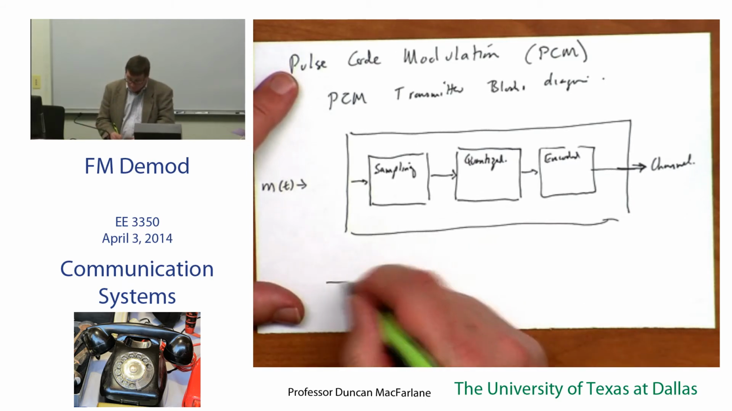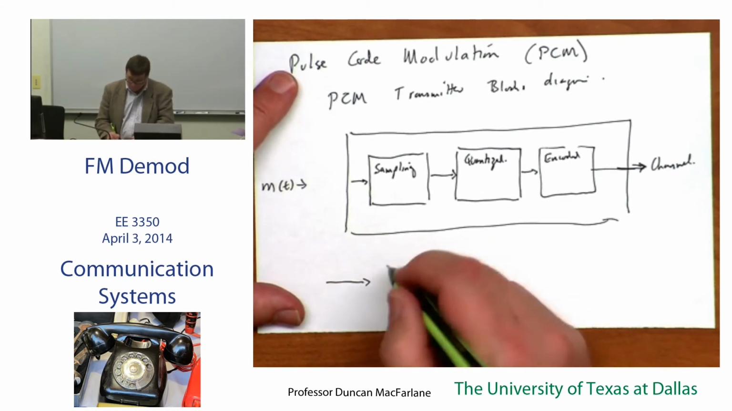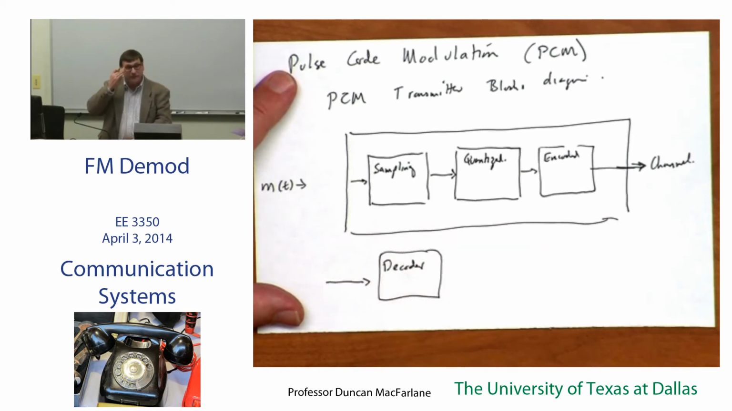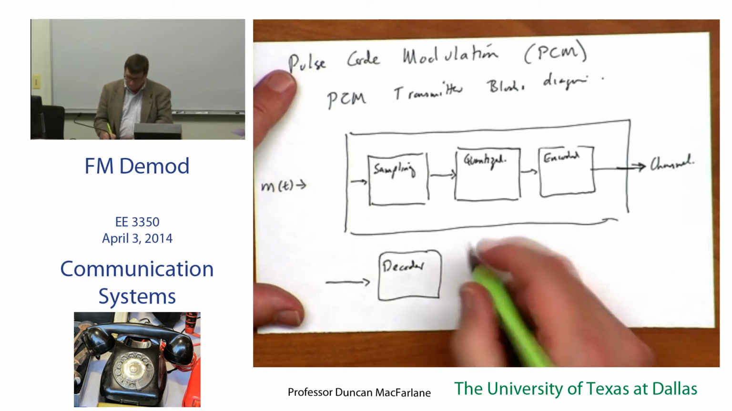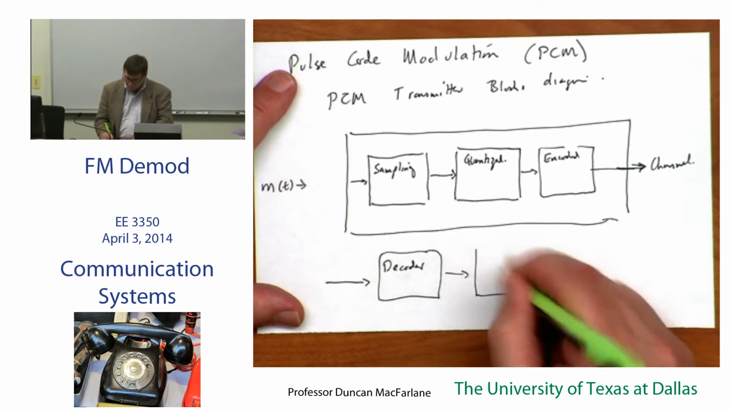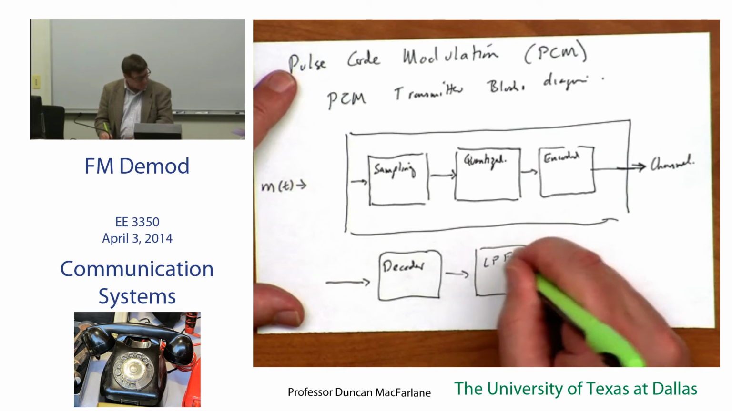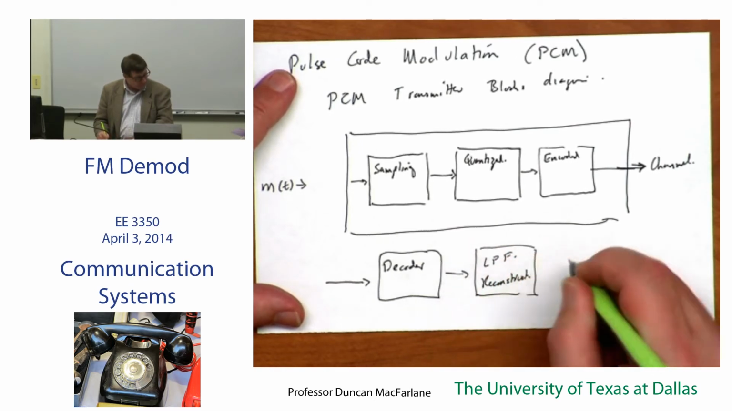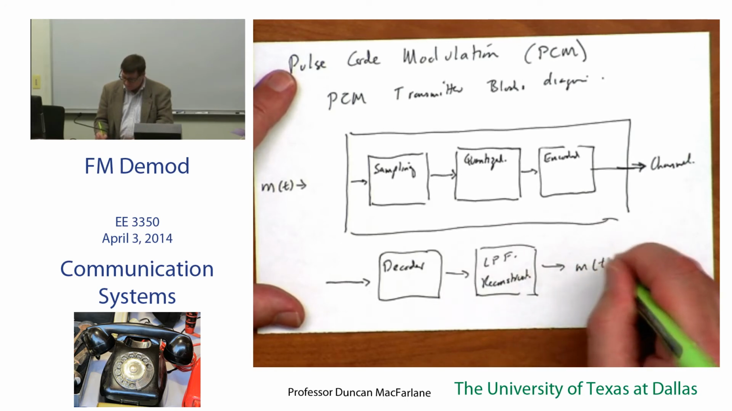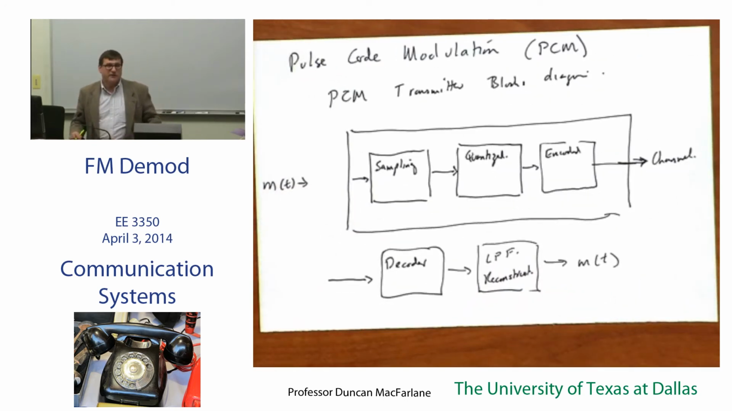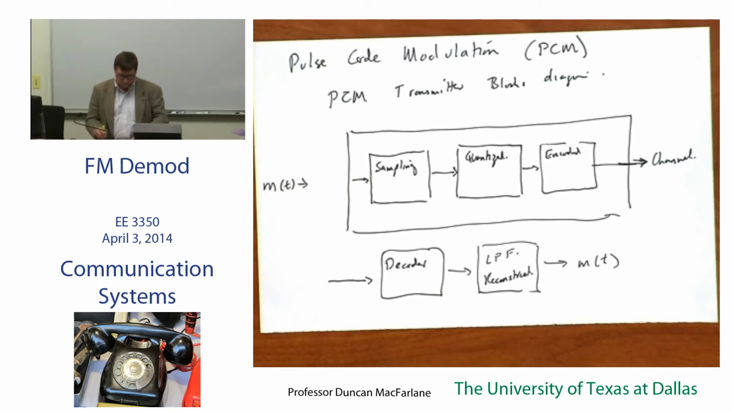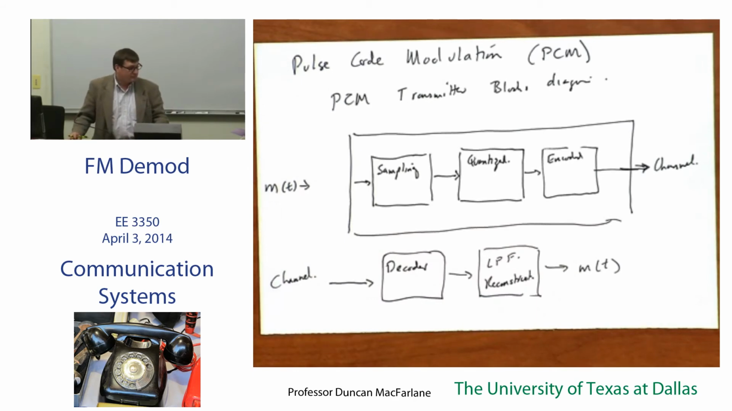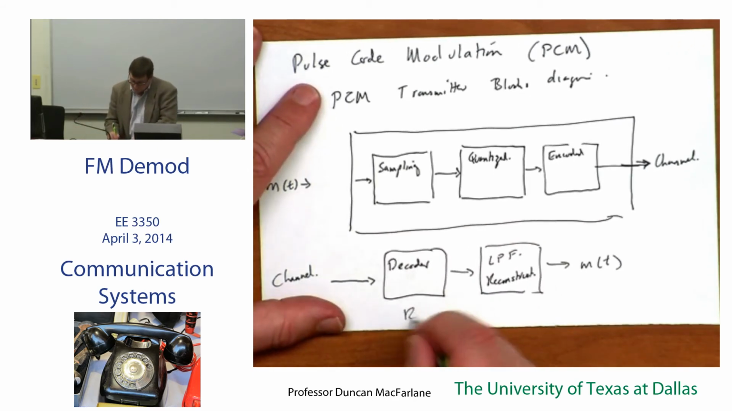On the receiving end, I'll have some kind of receiver, a detector, and then a decoder. And then typically a low-pass filter can be used to reconstruct, and out comes some approximation of M of t. So this is at the receiver.